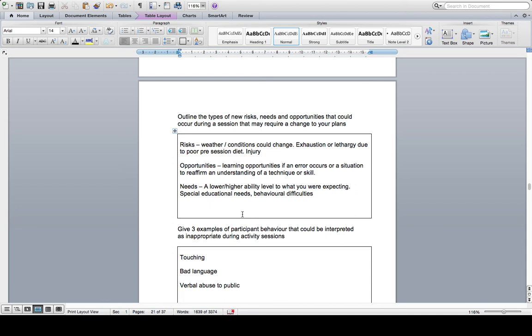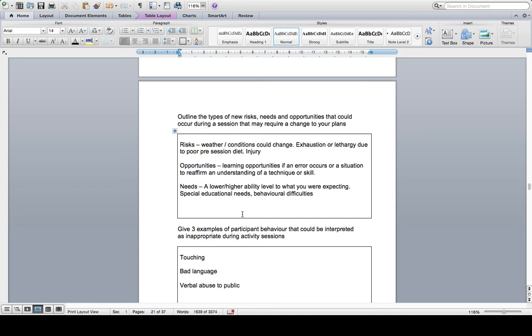Okay, so things that may require a change of your plans are if you've gone to do a session outside, a football session outside, and risks occur that you've not planned for. So if weather conditions change, if it's really muddy, if the rain's come down and made it a waterlogged pitch, then obviously you need to change your plans there. Either go inside or go to a different site that's not as waterlogged.